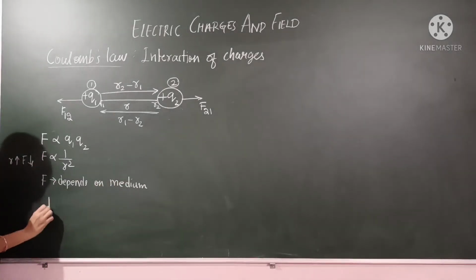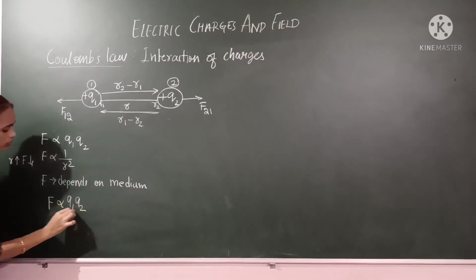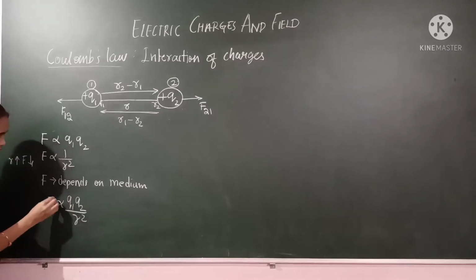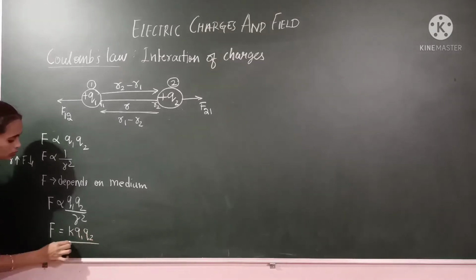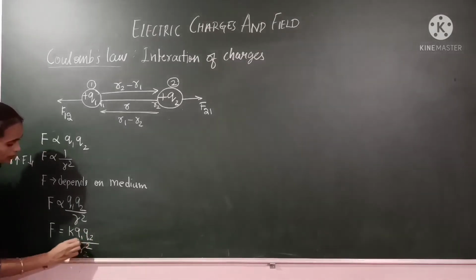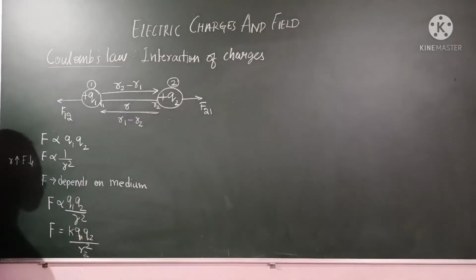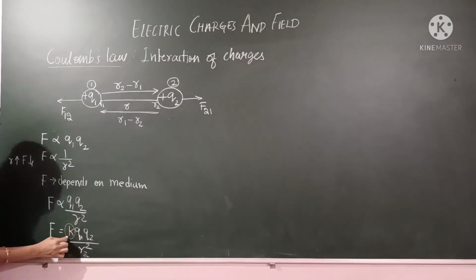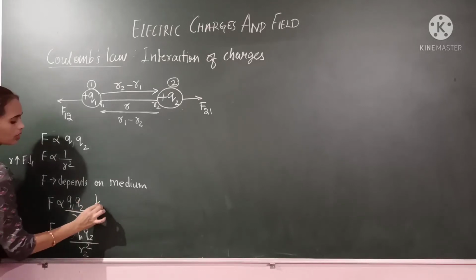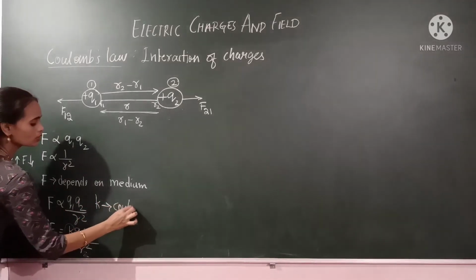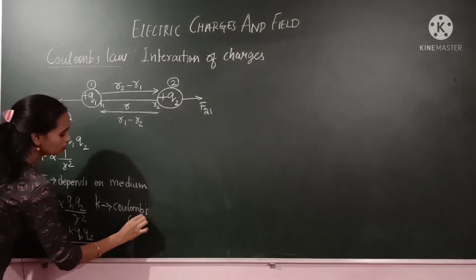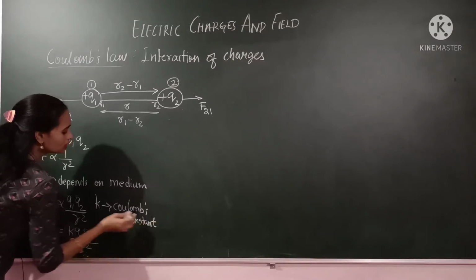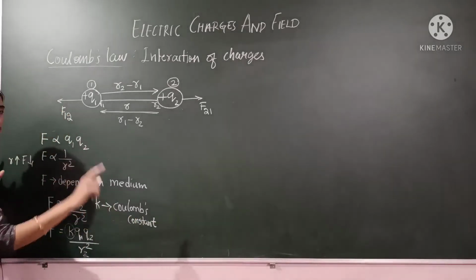Next, Coulomb's law can be written as F is directly proportional to Q1 Q2 divided by r square, or else this can be written as F equals K Q1 Q2 divided by r square. Now what is this K? K is called Coulomb's constant, or else the proportionality constant. And this constant is not a universal constant. This constant changes with respect to the medium.